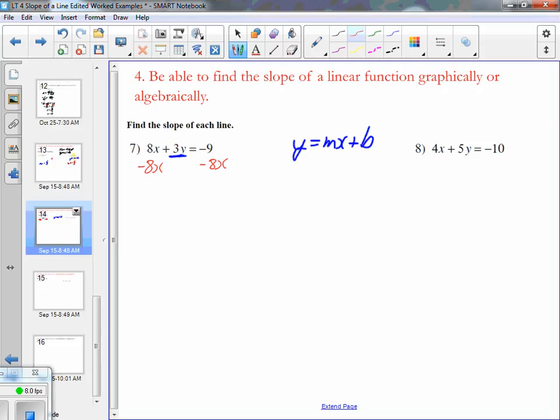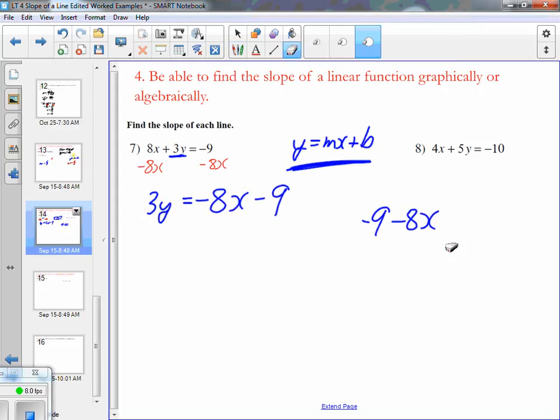On the left side, 8x minus 8x is 0. Copy down the 3y. Now on the right side, the negative 9 doesn't have an x with it. So negative 9 and negative 8x are unlike terms. We can't actually add them together or subtract them. So we have a choice. We can either write it as negative 9 minus 8x, or write negative 8x minus 9. Which way is going to match up to y equals mx plus b the best? The second way. So I'm not going to write it that way. I'm going to write it that way.